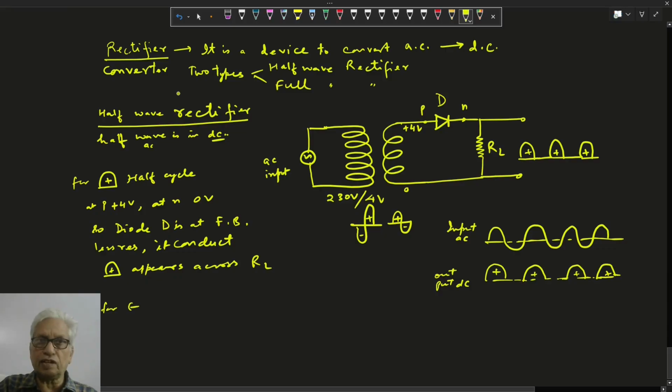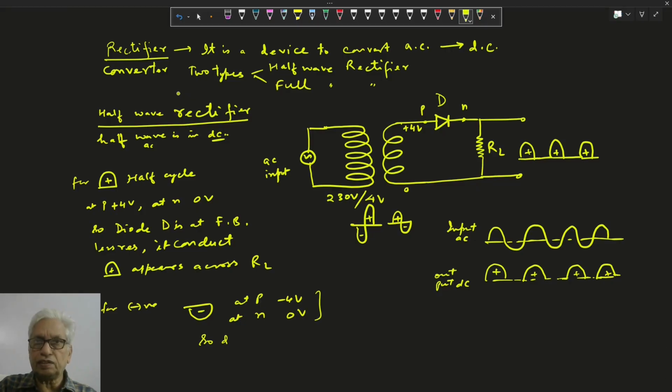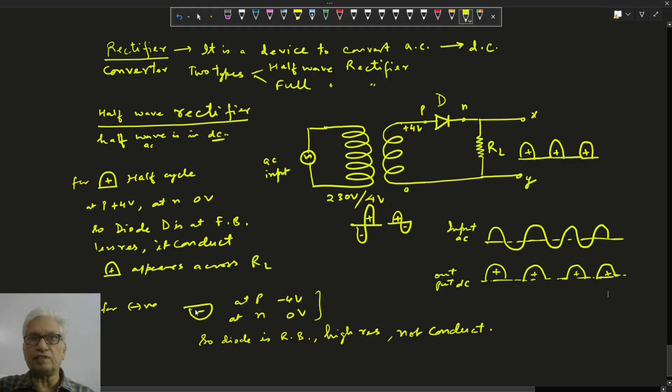For the negative half cycle, the P region is at minus 4 volts and the N region at 0 volts. So the diode is reverse biased, posing very high resistance, so it will not conduct. No output is obtained. For the positive half cycle, it conducts and appears across the load resistance, say across XY, and for the negative half cycle we do not get any output. So this way only the half cycle is the output, rectified only for half the wave, called a half wave rectifier.